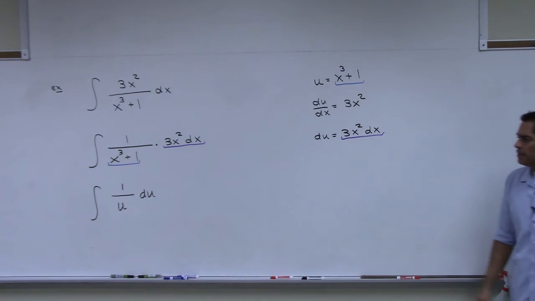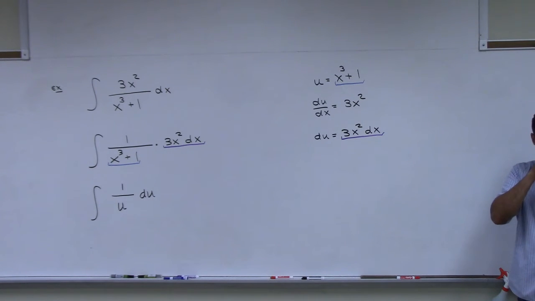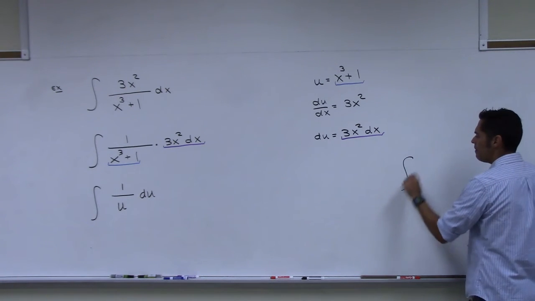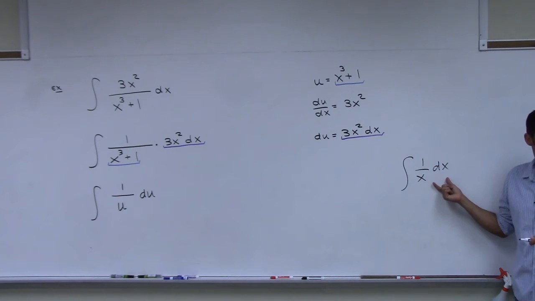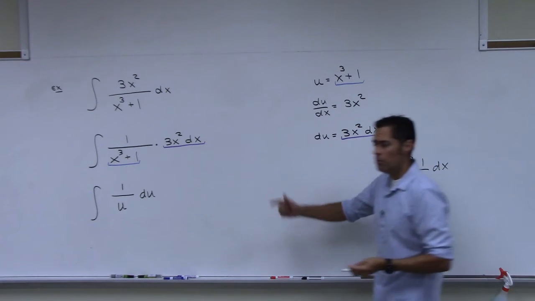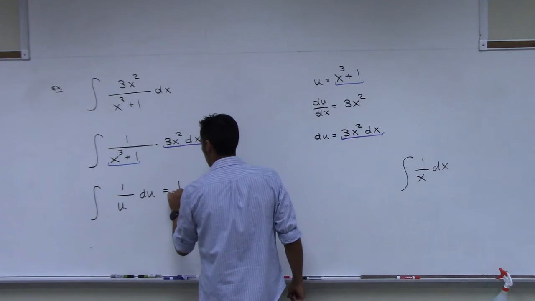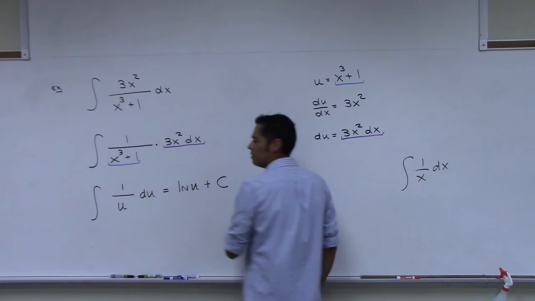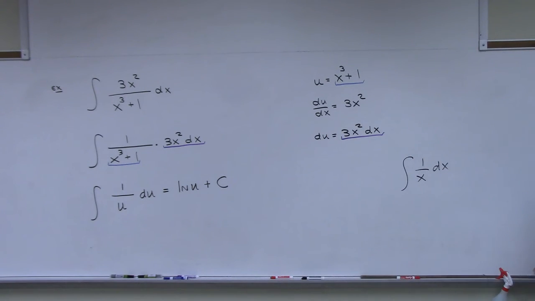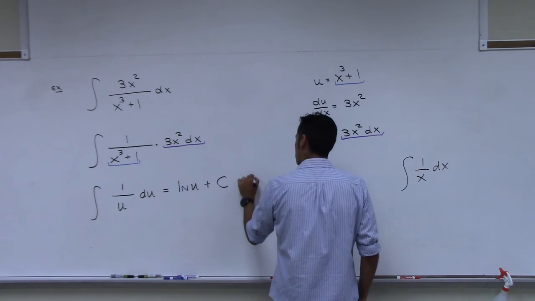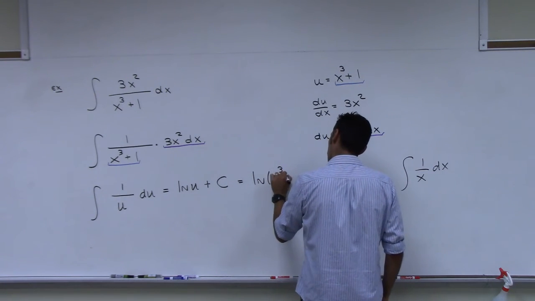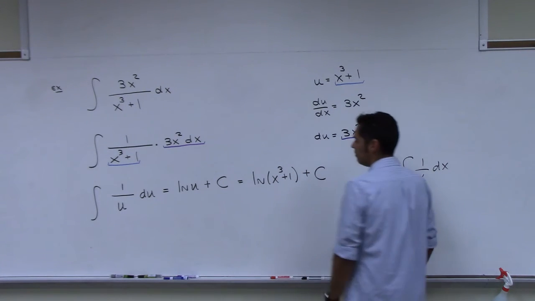What is the antiderivative of 1 over u? Natural log, right? That's, again, going back to the whole idea of if I asked you what's the antiderivative of 1 over x dx, you would say natural log of x. But because it's in terms of u, you're going to say that the antiderivative of this is natural log of u plus some constant. And then switch it back to x now. So what's the u going to be replaced with? X cubed plus 1. So I'm going to write natural log of x cubed plus 1 plus c.